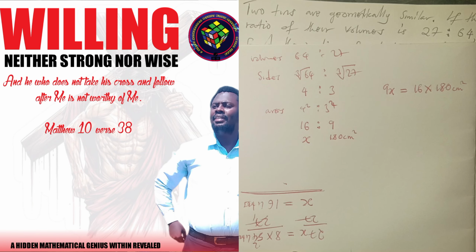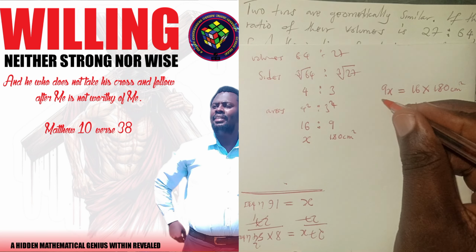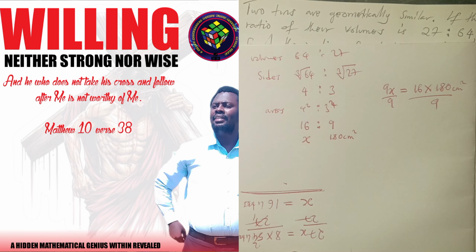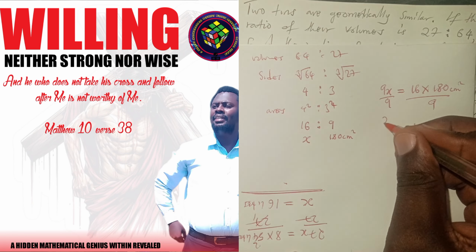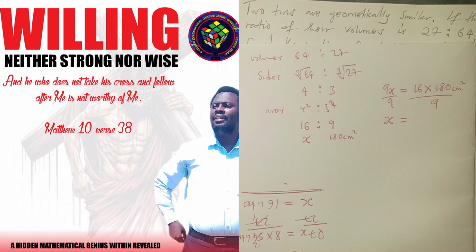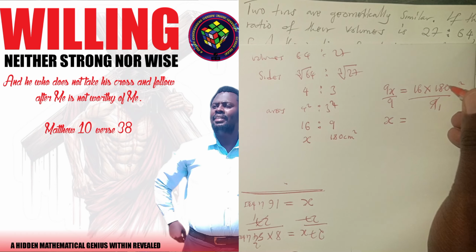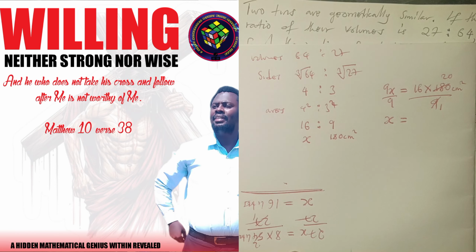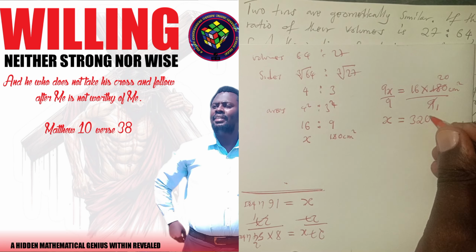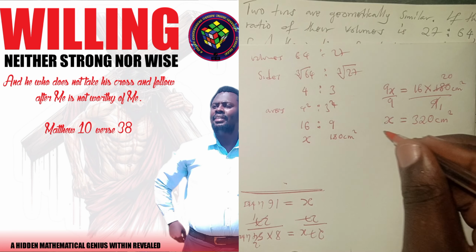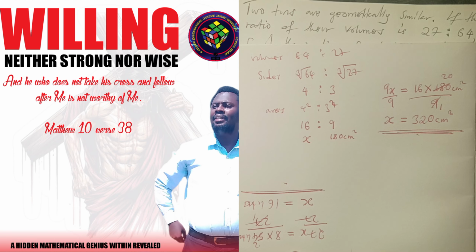Then for us to remain with x, we are going to divide by 9 on both sides of the equation. So you say over 9 there and over 9. 9 and 9 will cancel out, so we have x is equal to 9 in 180. 9 in 9 is 1. 9 in 180 there is 20. And 2 multiplied by 16, you get 32. Plus a 0 there, so we are going to have 320. So we have 320 square centimeters. So that is the area of the bigger solid.